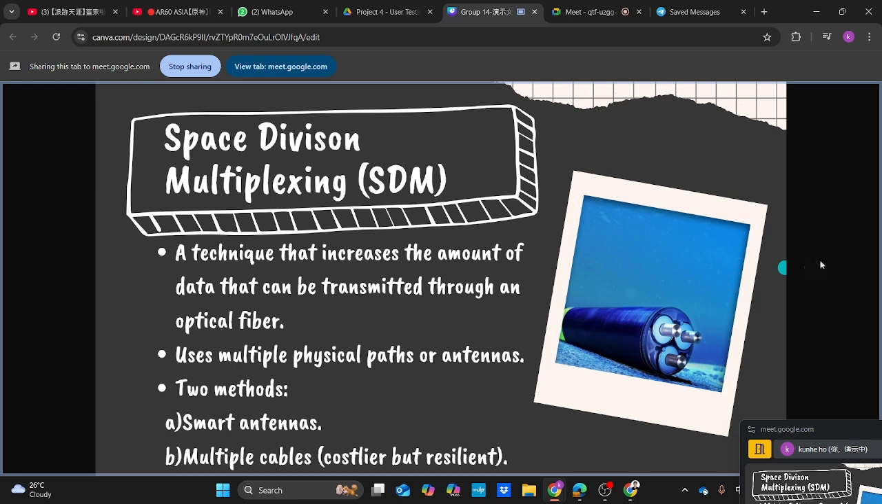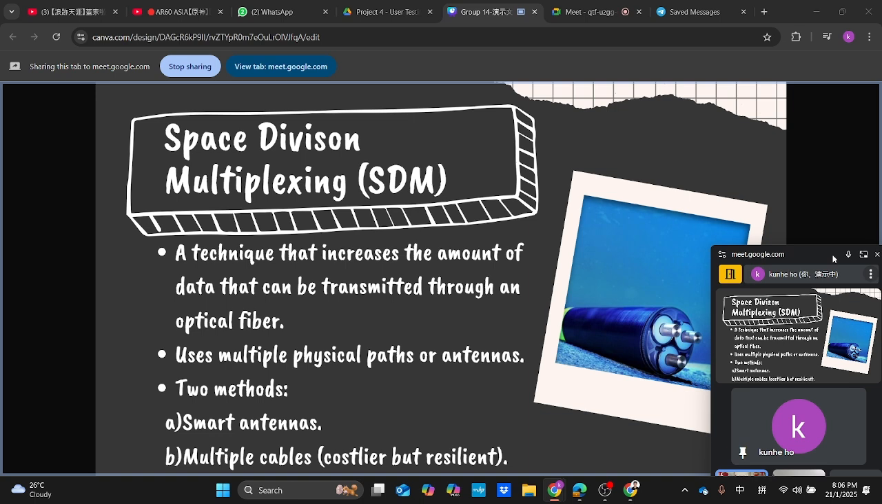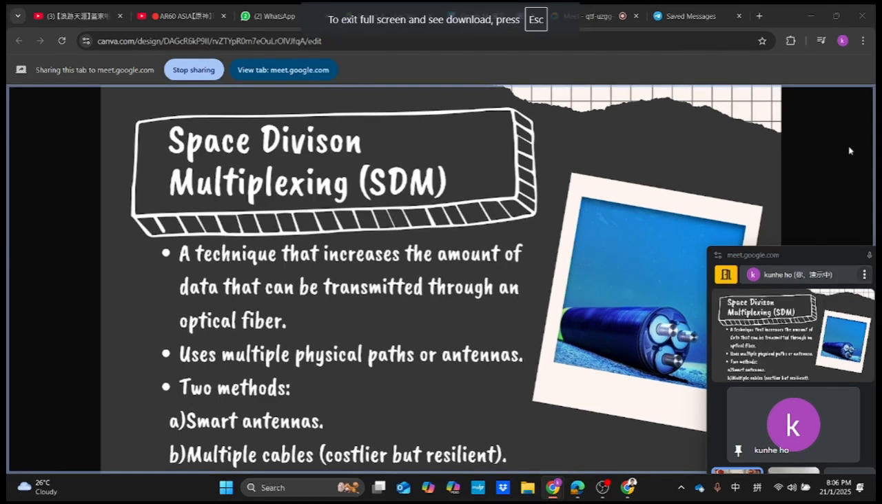Okay, so the next will be the space division multiplexing. So space division multiplexing is a technique that increases the amount of the data that can be transmitted through an optical fiber. So actually there will be two methods. There is the smart antenna and the multiple cables. So this SDM will be separated into spectral channels like the multiple antennas or spherical cables to transmit the signal. So to the next.